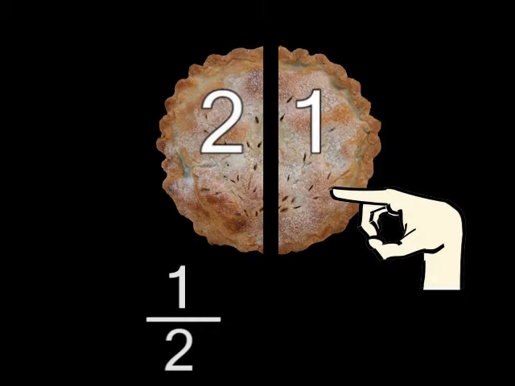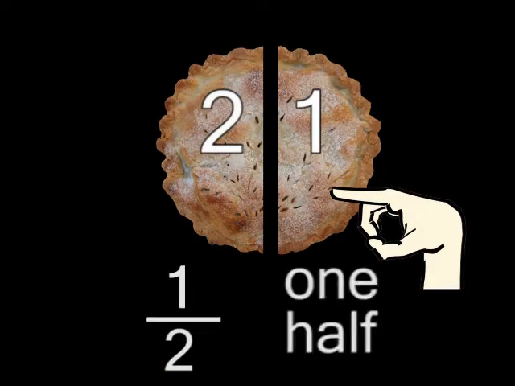So what fraction of the pie do you have? You have one of 2 parts. This fraction is called 1/2. It is written 1 over 2. 1 over 2 is 1/2.